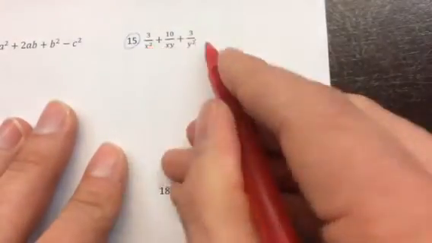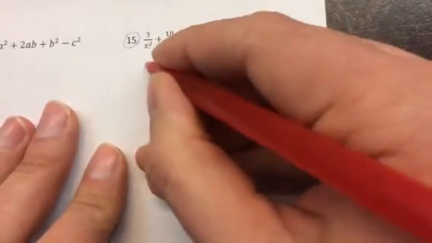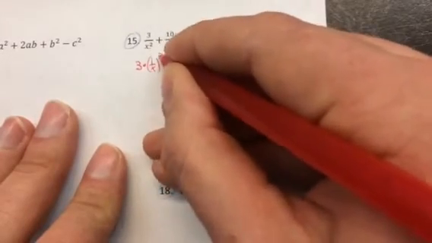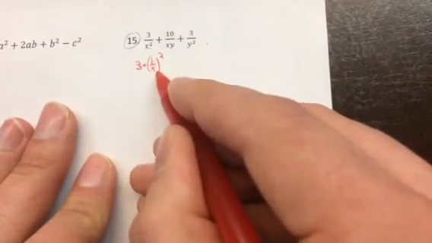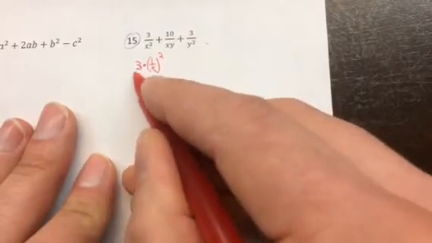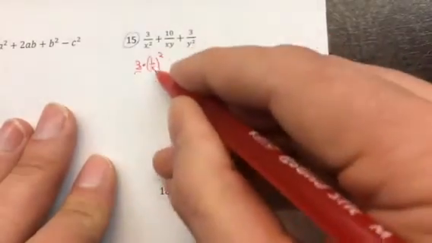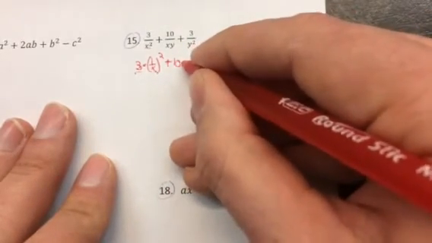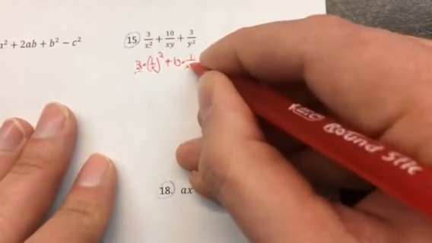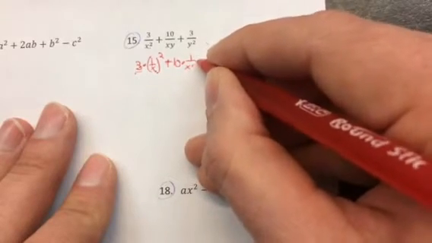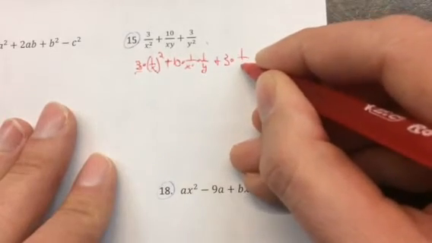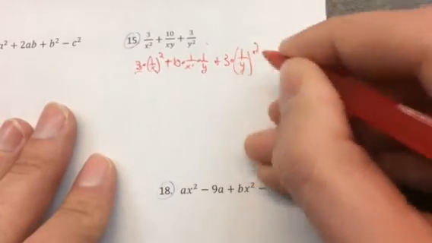All right, let's do this one. This one has two variables in it, and I'm going to start by rewriting this. This is 3 times 1 over x squared. 3 times 1 over x is 3 over x, and 1 over x times 1 over x is 1 over x squared, plus 10 times 1 over x times y, which is 1 over x times 1 over y, plus 3 times 1 over y squared.